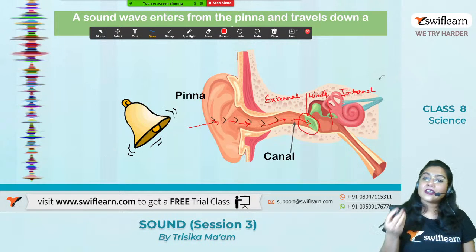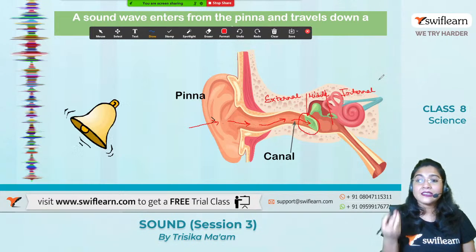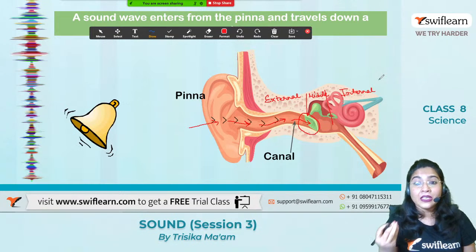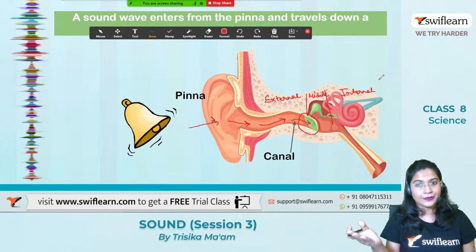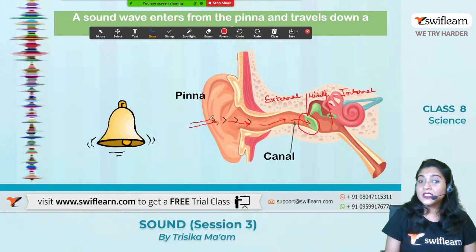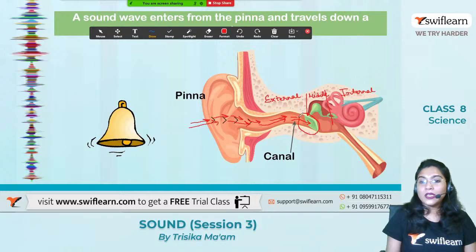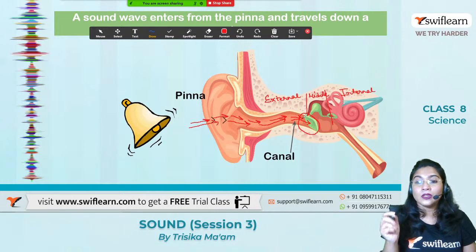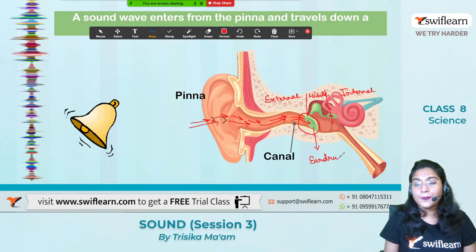There are different fluids present, and all the different parts of the internal ear are present, as well as the auditory canal, right? So these are all present within the internal ear. The sound wave starts traveling through the pinna. It enters inside our ear through the pinna, and after going inside, it strikes on the eardrum. This membrane-like structure is known as the eardrum.